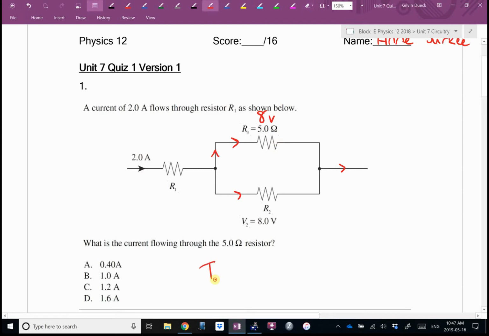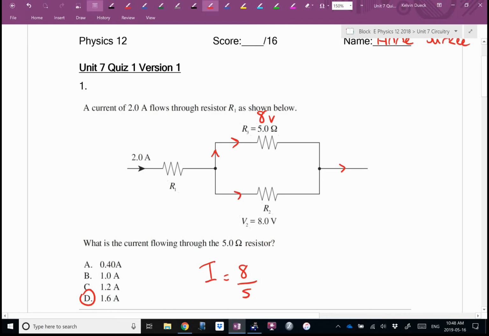Okay, the current in the 5 ohm resistor is going to be V over R. 8 divided by 5, which is 1.4? No, 1.6? D? Yes? Didn't need to rewrite it. Other thing I could have done, given you this very same diagram and said, find R2.